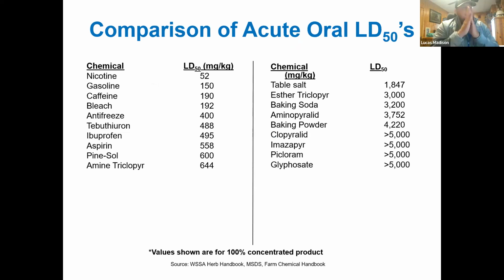So now the whole goal of environmental fate is to get it down. It's all going to relate back to toxicity, right? Once it breaks down and does its thing in the environment, what are the toxicity levels? I always like to mention the LD50s, and this is how acute toxicity is measured. This comes from the Farm Chemical Handbook reference from the WSSA.